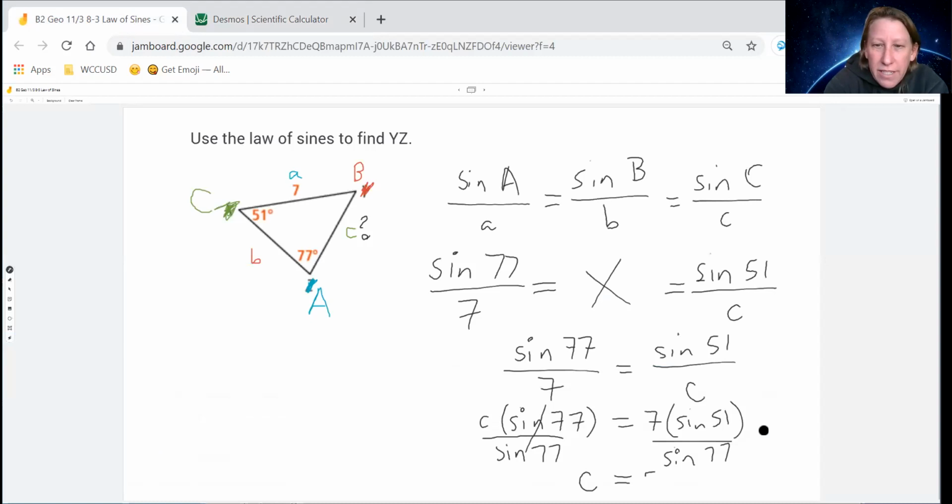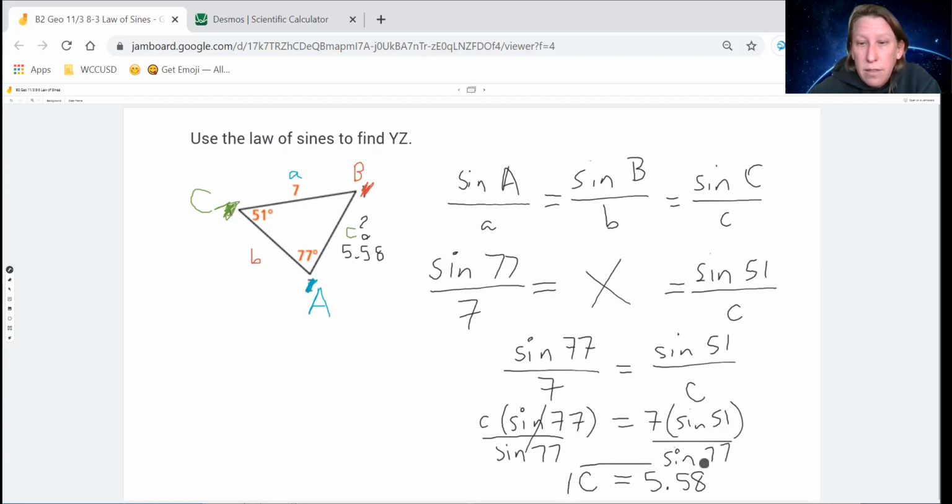So how long is side C? 5.58. Is it reasonable? How can I tell if it's reasonable? Well, this angle is bigger than this angle, so this side has to be smaller than 7. Is it? Yeah. Okay, so 7 has a bigger angle across from it, and 51 has smaller, so this side has to be smaller. That's the answer.